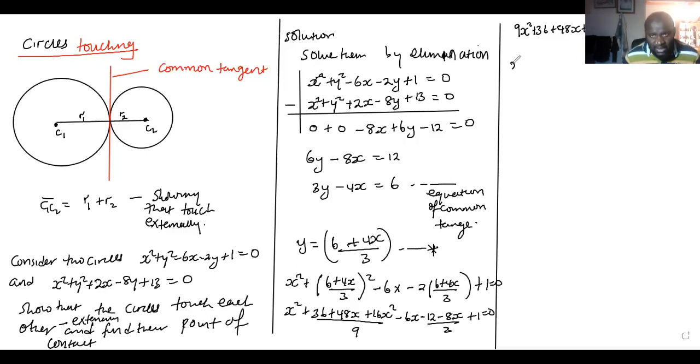Collecting like terms gives me 25x squared, then 48 minus 54, this is 72. 72 minus 54, what do you get? There's a balance of 18. So plus 18x, and I can lose the 36 and remain with the 9, is equal to 0. Can you get me these two values?